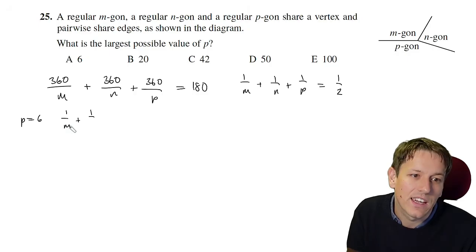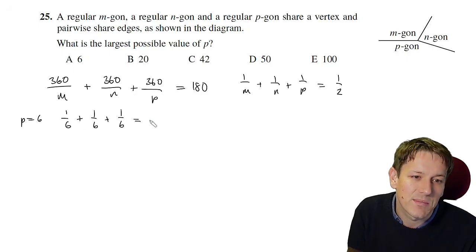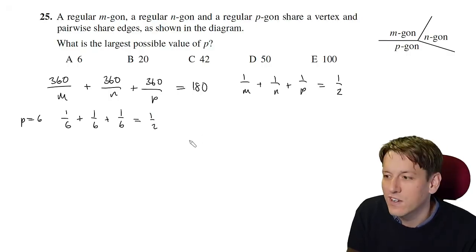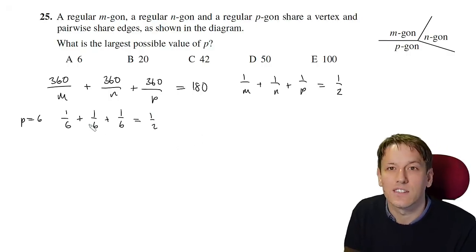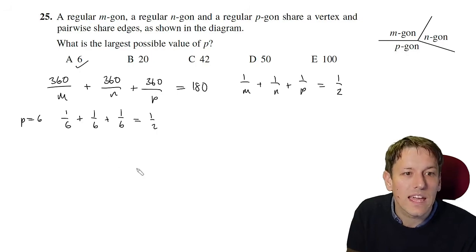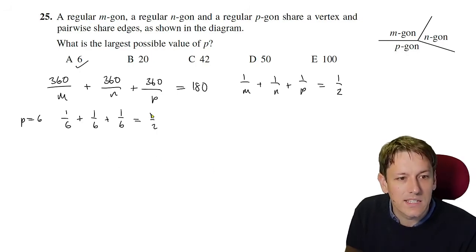by just taking m and n to both be 6. So I'd get 1/6 plus 1/6 plus 1/6 is equal to 1/2. So I could just have 3 hexagons all meeting together. So A is certainly a possibility here.